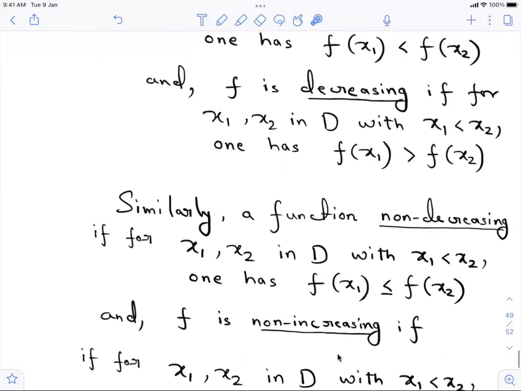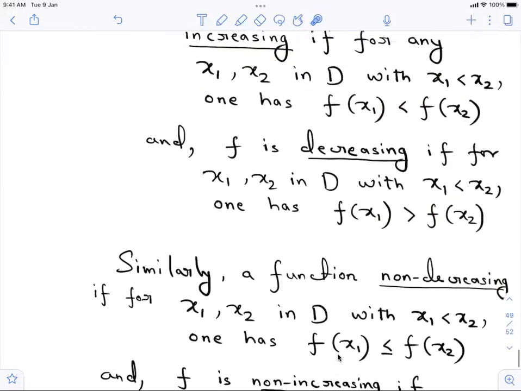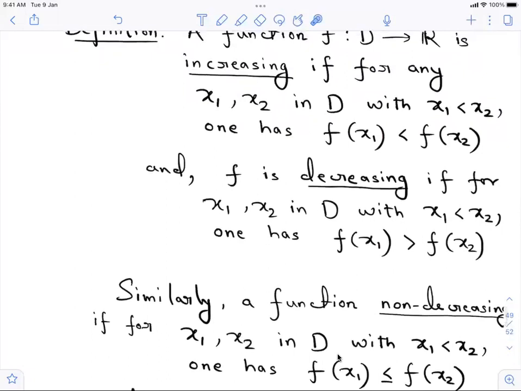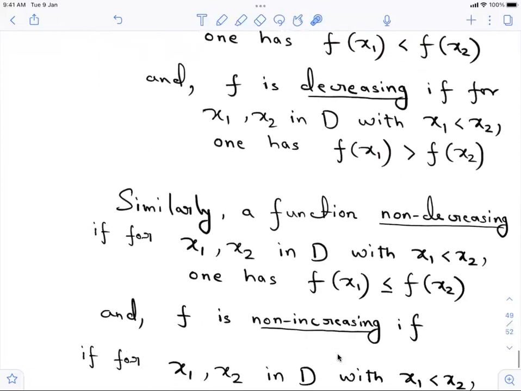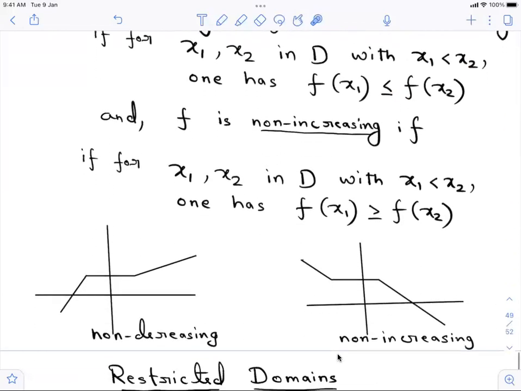A function is non-decreasing. Non-decreasing is pretty much similar to the increasing function, except that in place of the strict inequality here, we have a less than or equal to. So this means x1 less than x2 should imply, for a non-decreasing function, that f(x1) is less than or equal to f(x2). So this is an example of a non-decreasing function.